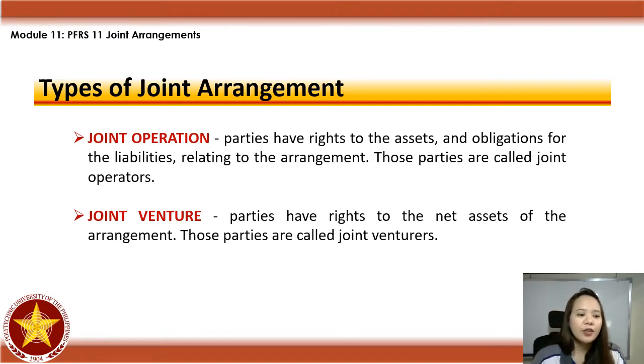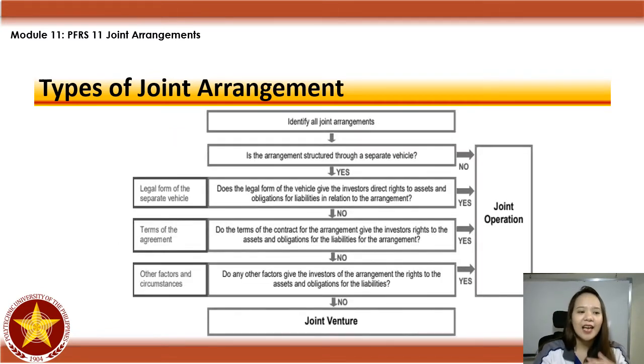For joint venture naman, wala kang specific right dun sa specific assets or specific obligations dun sa specific liabilities. Rather, meron kang rights to the net assets as a whole. So, ang tawag mo dun sa parties ng isang joint venture ay joint venturers. Okay, tingnan natin, i-explore pa natin. So, paano mo malalaman kung JO or JV siya?